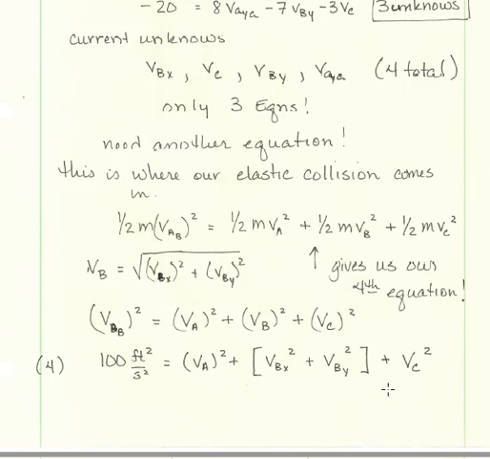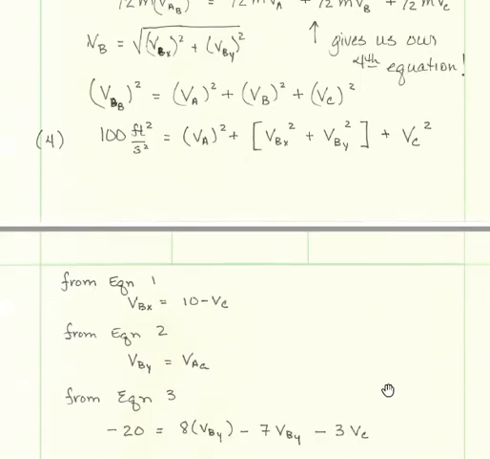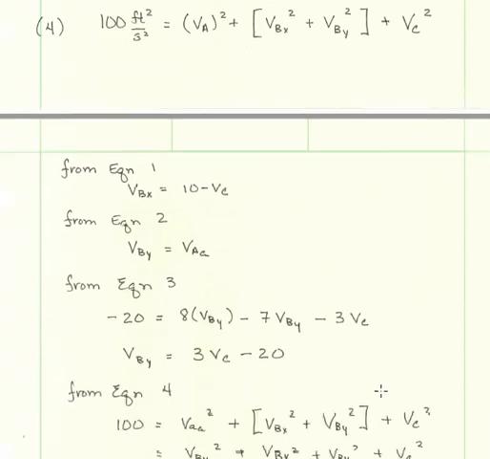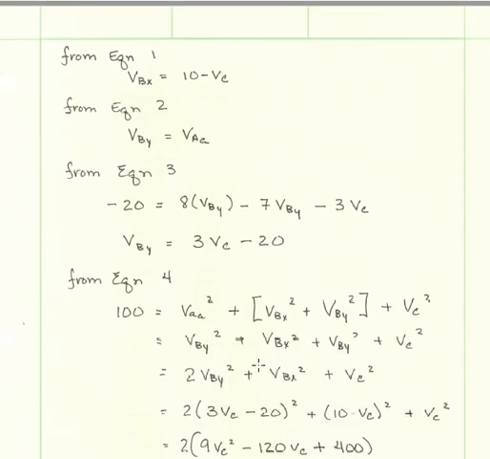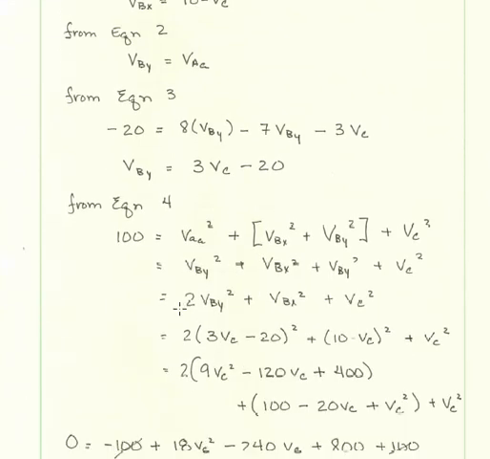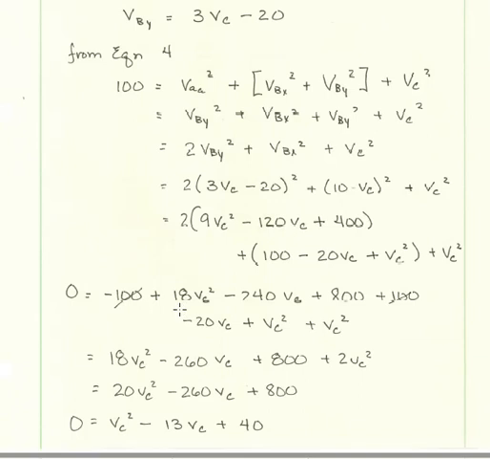Now I've got 4 equations, 4 unknowns, so I've got to solve it. It turns out these are pretty easy equations to solve. From equation 1, I can do it in terms of VC. I can do my equation 2, which allows me to plug into equation 3. So I get everything in terms of the velocity of the C ball. Now I plug all of that into my equation 4, and then it just becomes a math exercise until I get all the way down here to my quadratic equation.